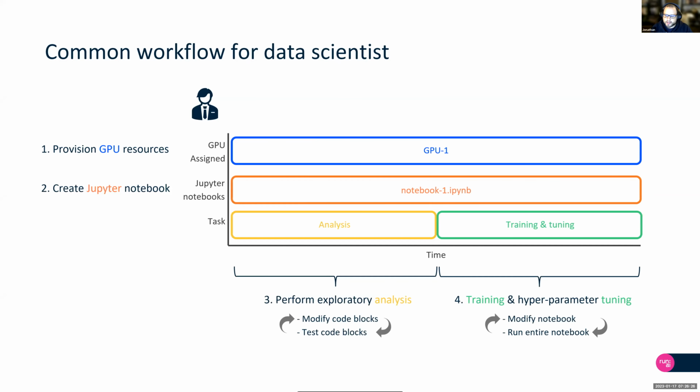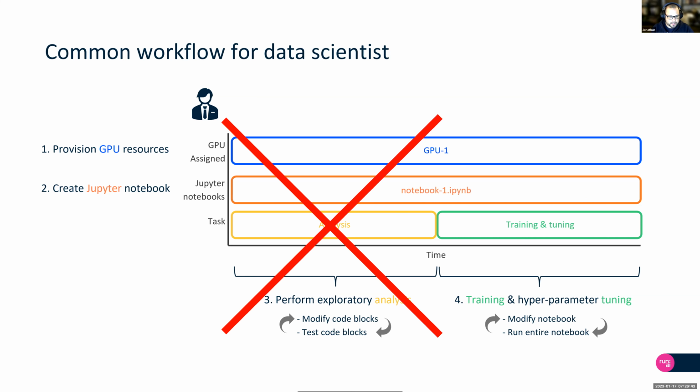And then they'll go ahead and do their training and maybe hyperparameter tuning. And what we see is often they'll run their entire notebook. They'll go back, modify a few things, rerun the notebook, modify a few things after it's done, and they'll just continue this until they're happy. So this is actually not the best way to do things, specifically with Run AI.